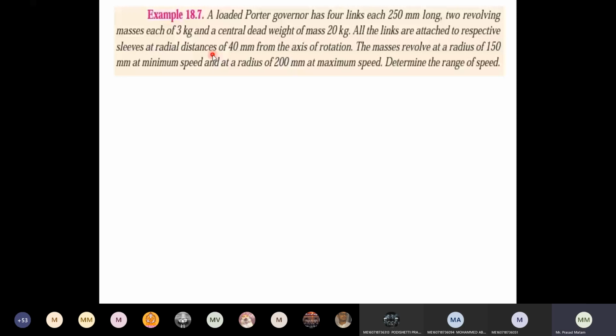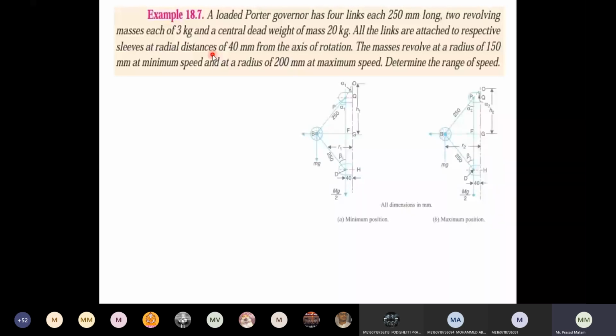For this problem, the minimum radius of rotation is 150 mm and the maximum radius of rotation is 200 mm. Let us determine the range of the speed of the governor. Now let us see the diagram for this one. You can see the minimum position diagram and maximum position diagram. For the minimum position, R1 is the radius of rotation. For the maximum position, R2 is the radius of rotation.